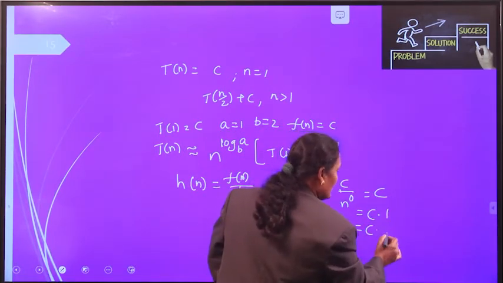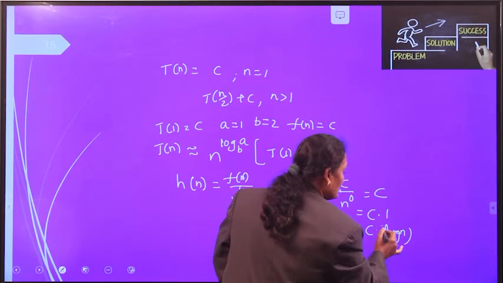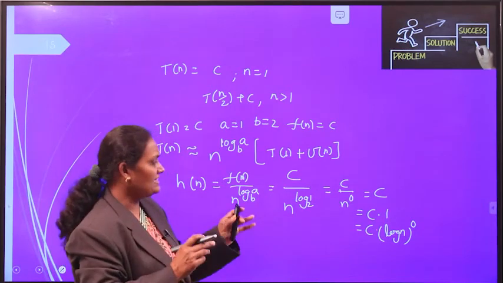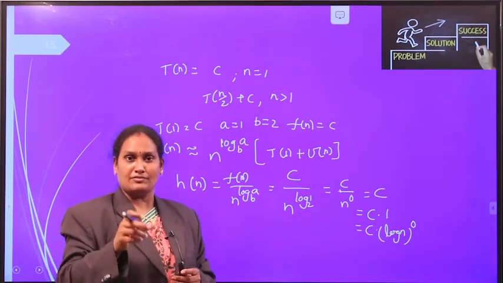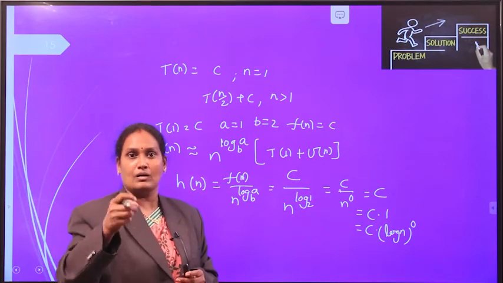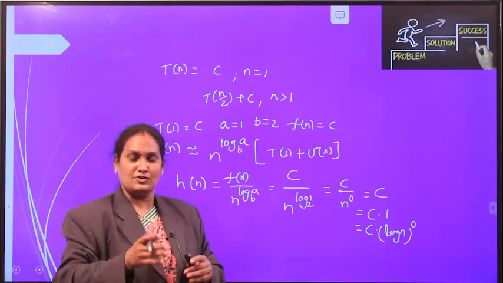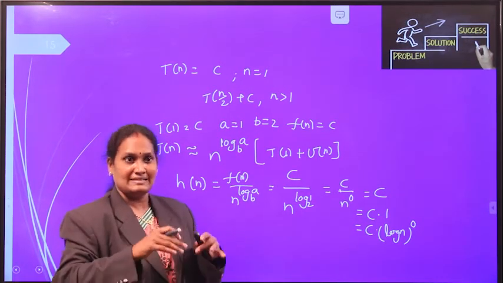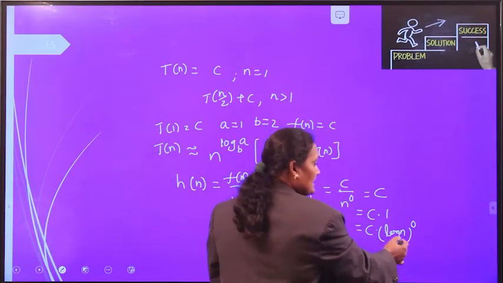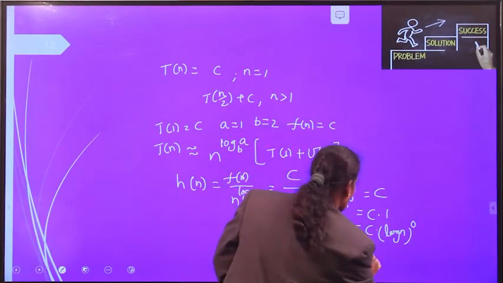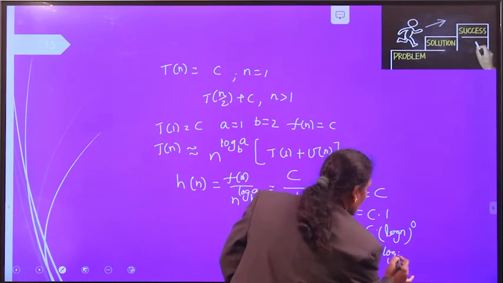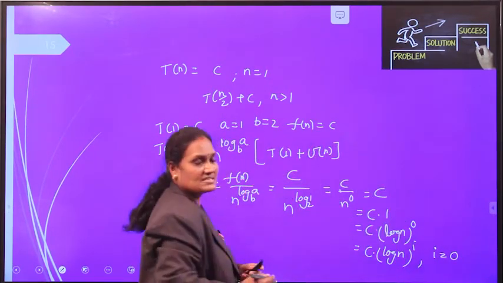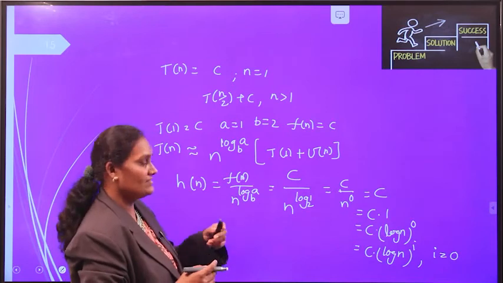Now I am writing this as log n power 0. Why am I writing like that? H of n should be in the form either n power r or log n power i. It should be present in those two forms only. Then only we will get the U of n value. That's why I am writing it like this: C into log n power 0, which can be written as C into log n power i, where i is equal to 0.